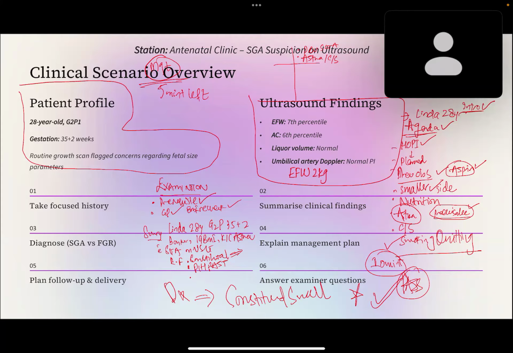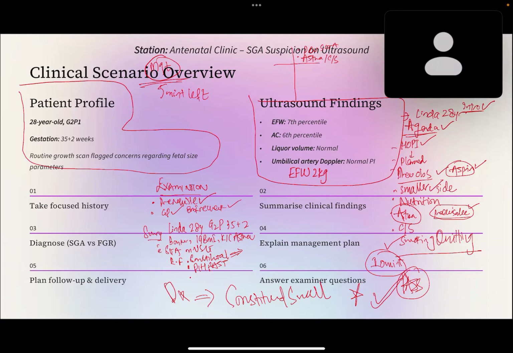Hira, you induced a VBAC. Oh my God, yes, she had a previous cesarean delivery. I completely forgot that. And she is even asthmatic, and you induced her with prostaglandins. You make it so difficult. Sorry, sorry. I also said mechanical, but I totally forgot the asthma. It's okay.